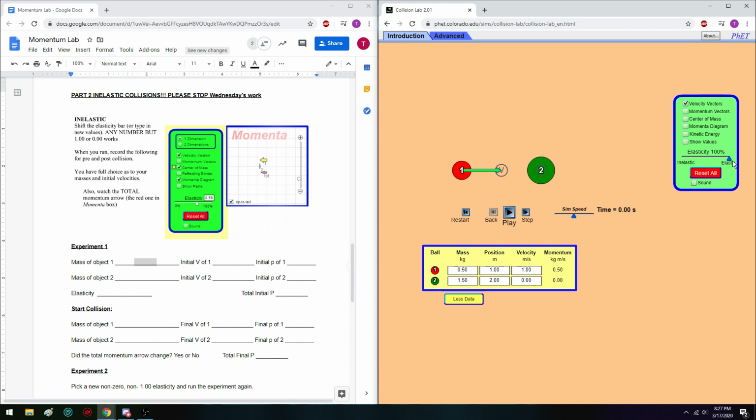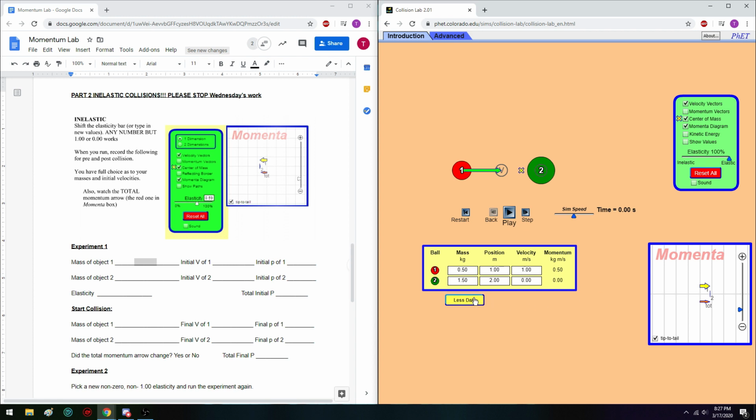So the first thing you should do here is make sure you have your center of mass clicked and your momentum diagram clicked, so you have everything set up like it was yesterday. Also, if your chart looks like this, please hit the More Data button again so you have a chart that you can change the numbers in.